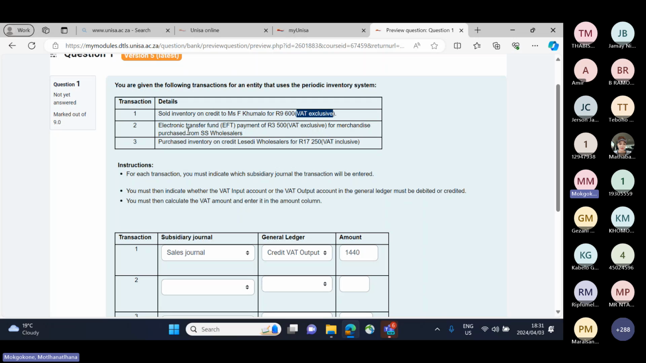Let's continue with the second transaction. Here we said EFT payment of 3,500 VAT excluded for merchandise purchased from SS wholesalers. Here, remember, we said under cash payments journals, we record all cash paid out.